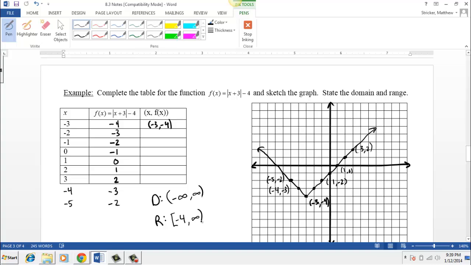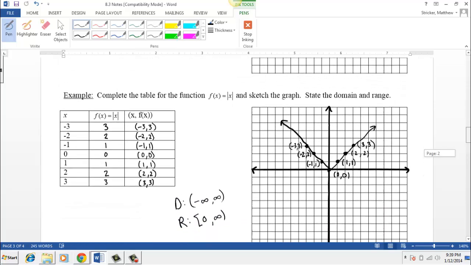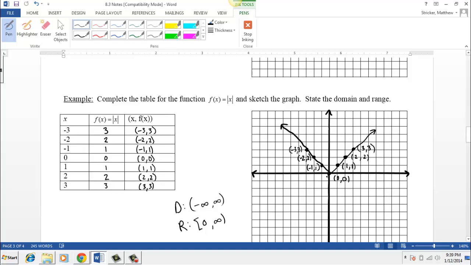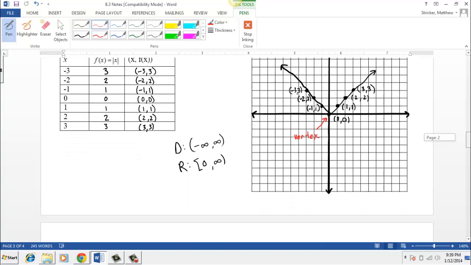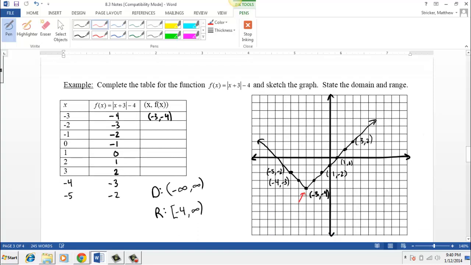Now I already mentioned this graph in comparison to the last one is different. It's the same V shape, but the last one starts here at 0, 0. In fact, we call that point right there, it has a special name. It's called the vertex. Well, in this graph, the vertex is at 0, 0. In this graph, the vertex is at -3, -4.